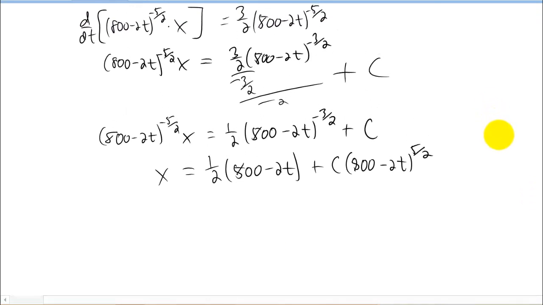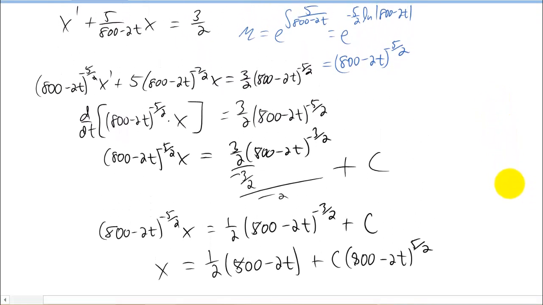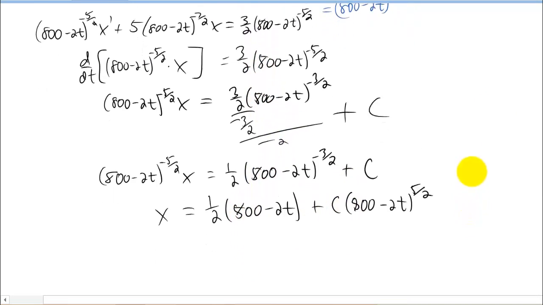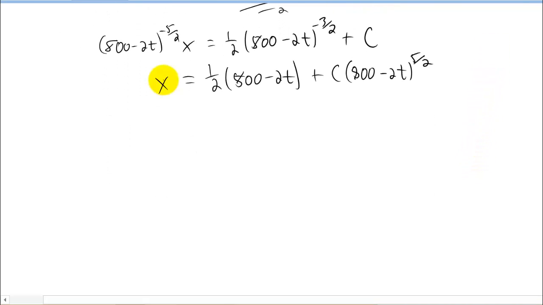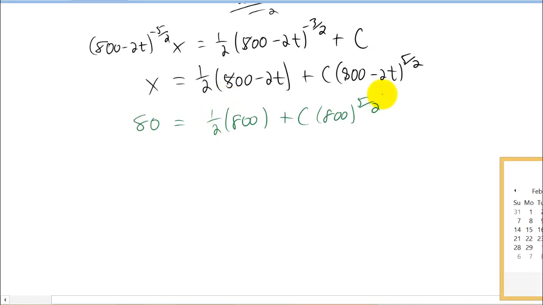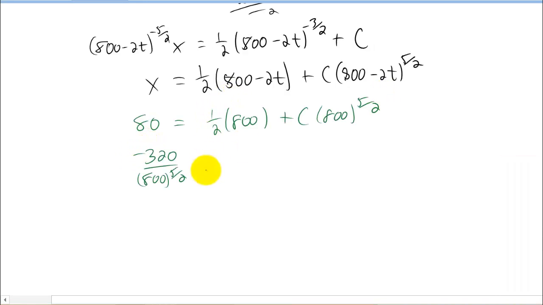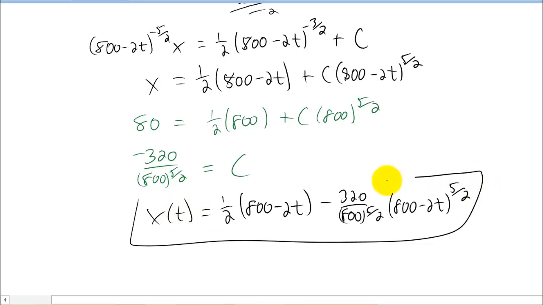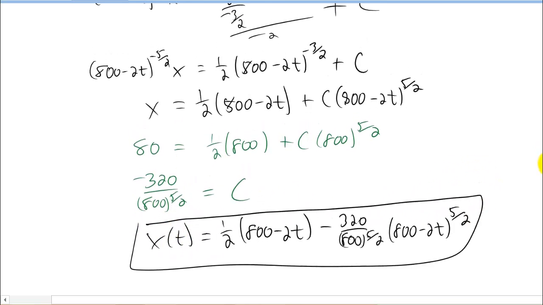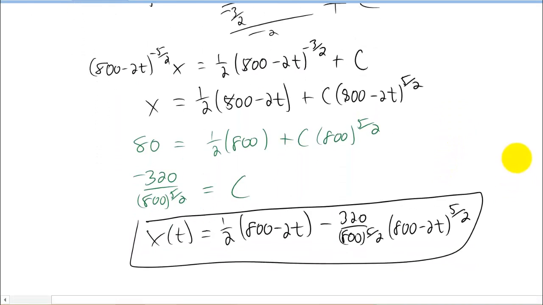Now I just noticed that I had copied a 500 into here for some reason instead of an 800, but this should be an 800 all the way through. It doesn't affect the problem. But right now I'm going to plug in the initial condition, which says that at time equals 0, x is 80, and we get an equation like this to solve. And if I've done this correctly, c should work out to be some crazy number that looks like that. Plug that crazy number into your answer, and we're getting some kind of answer that looks just like this. I think this is a good answer.